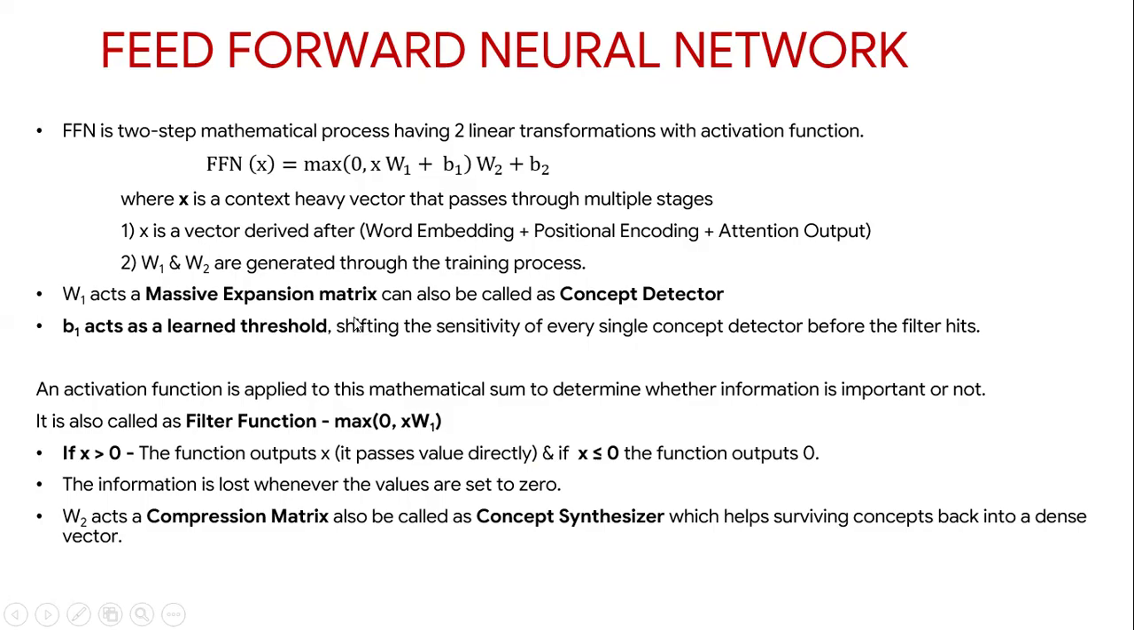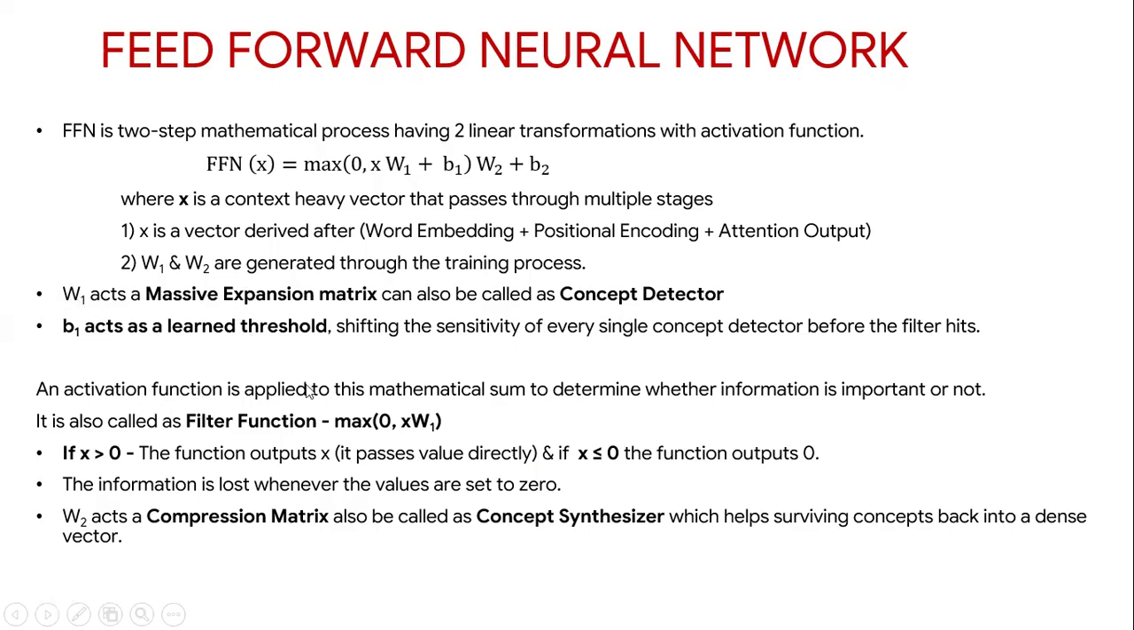W1 acts as an expansion matrix, which is called the concept detector. The concept detector means when a text is processed, it detects whether it is related to a bird, a fruit, a food, a medicine, a passion, or a feeling. These are the things W1 detects, and P1 acts as a learned threshold, shifting the sensitivity of each single concept detector. It shifts the dimensional quantity of the W1.